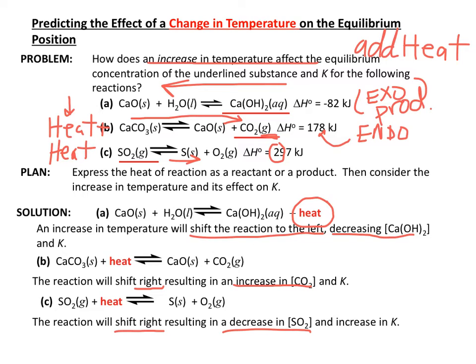Now in terms of the values for K, all we have to do is keep in mind that K is equal to the products over the reactants. And in the case of A, we have a situation where the reaction is shifting to the left. And if it's shifting to the left, then the numerator's decreasing, the denominator's increasing, and therefore K will decrease.